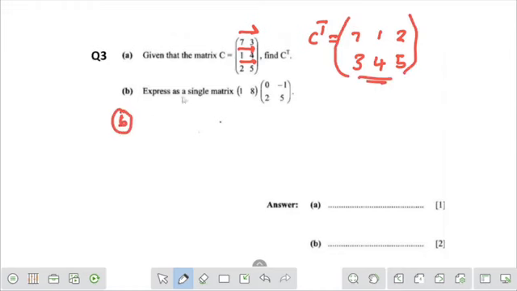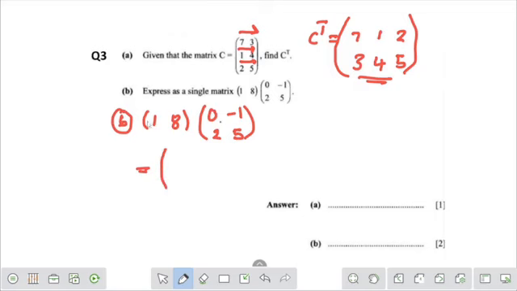So we come to our question B right here. They are saying express as a single matrix. So we have this matrix 1 and 8, which is being multiplied with negative 0, negative 1, also 2, and the 5. So we need to express this as a single matrix.